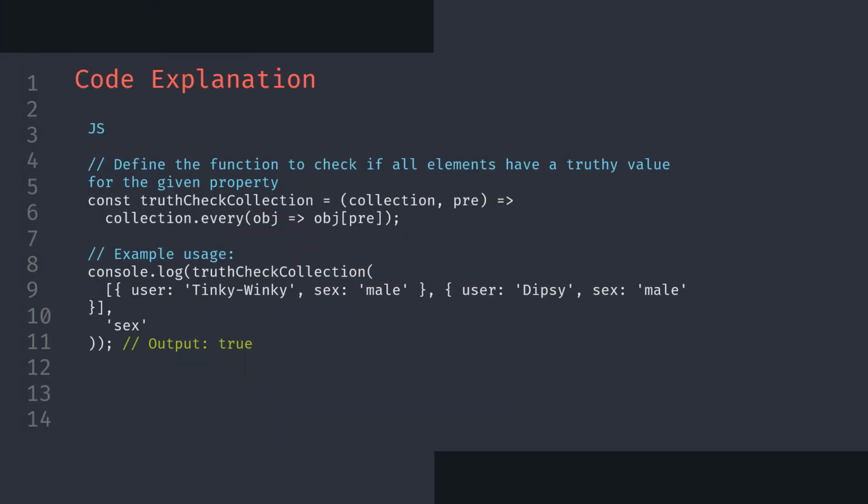The function uses every to iterate over the collection and check if the given property exists and is truthy in each object. If all elements meet the condition, it returns true. Otherwise, it returns false.